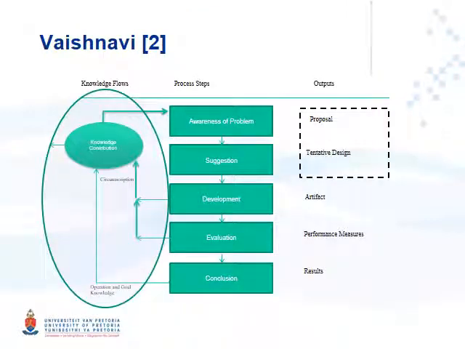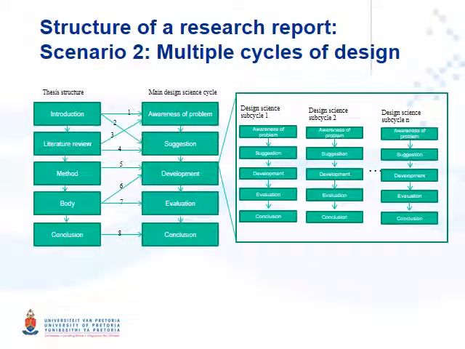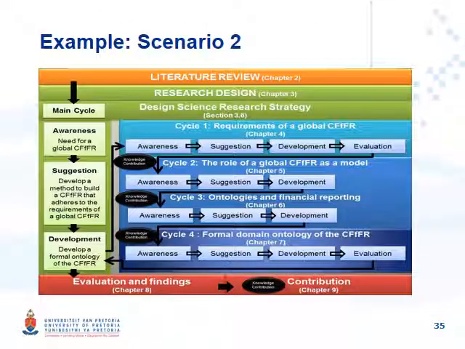But what is very important from Vaishnavi and also from Peffers and the other models is that you can have a flow back from any of the phases, either from the development or from the evaluation. And that means that you can have multi-cycles where you can have more than one section of the artifact developed. Here is an example of how you map this now to multiple cycles of design, where you will start with the awareness, go into suggestions, start with your development, and then you can have spin-offs of more than one cycle or sub-cycle.